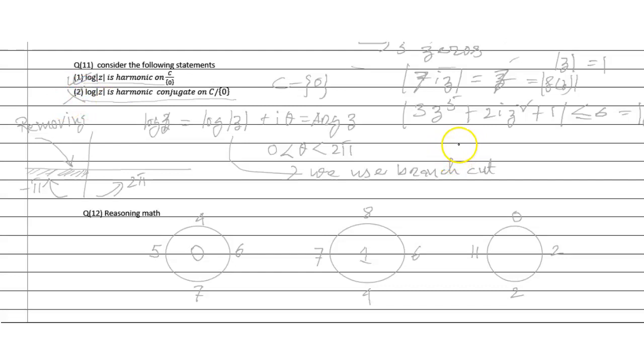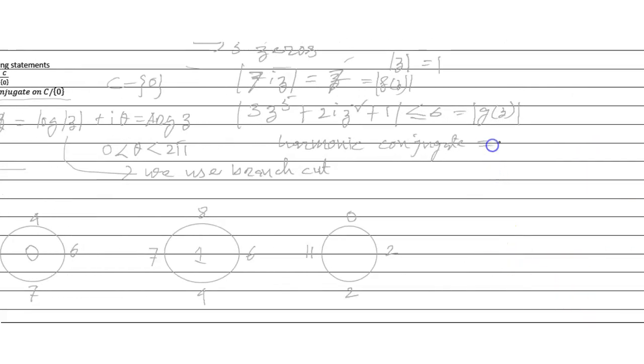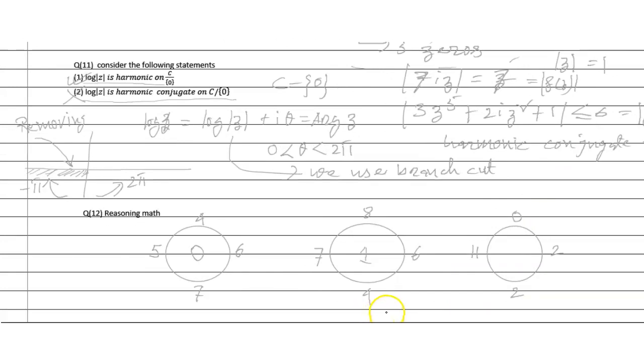Why? Because when it is harmonic conjugate, then it is analytic, but we can't get any analytic functions, and we can't get any conjugate, so it is not harmonic conjugate on C minus 0, meaning it is not analytic, friends.